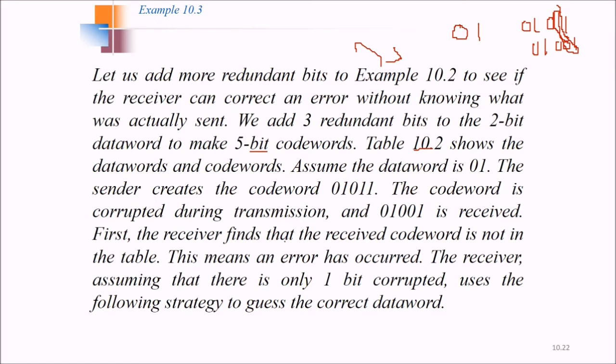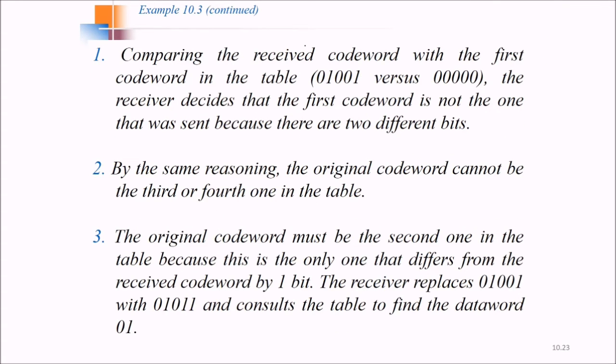Okay, so first the receiver finds that the received code word is not in the table. First of all, this is not there. This means certainly an error has occurred. So the receiver assumes that only 1 bit is corrupted, and it uses a strategy to find the correct data word. How? Comparing the received code word with the first code word in the table.